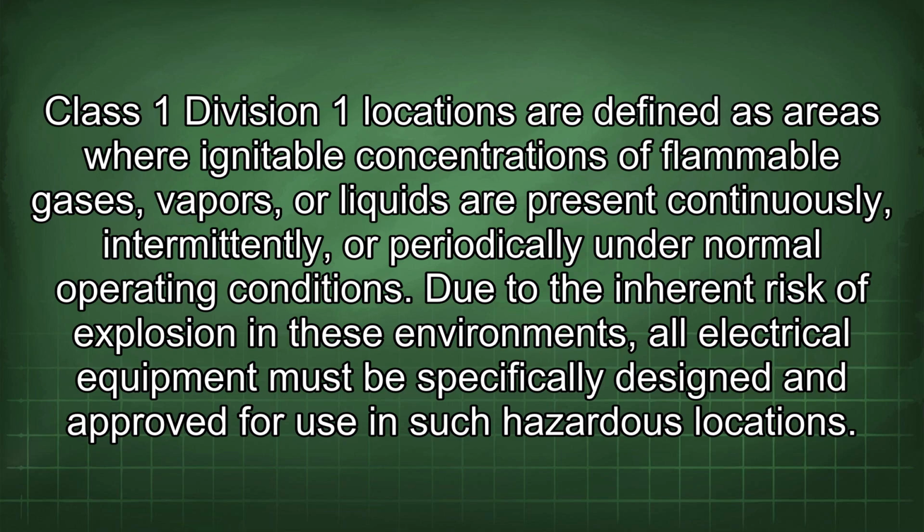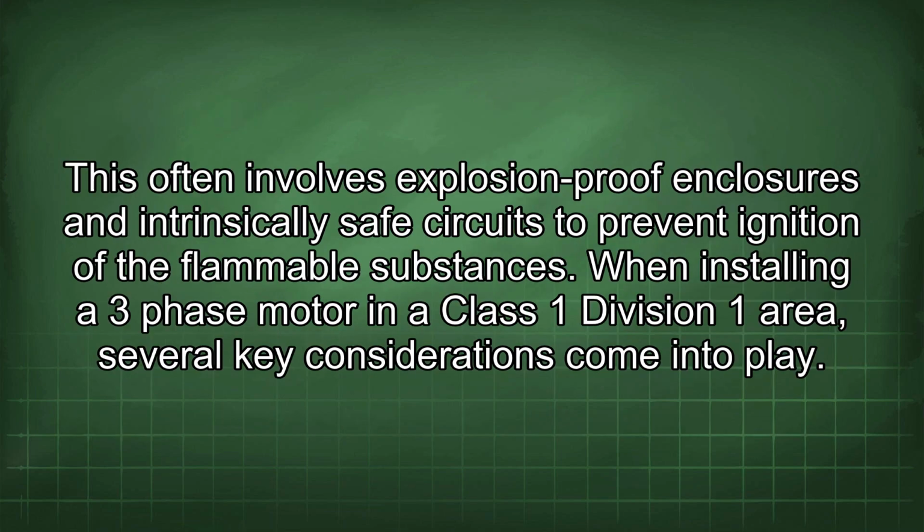Class 1 Division 1 locations are defined as areas where ignitable concentrations of flammable gases, vapors, or liquids are present continuously, intermittently, or periodically under normal operating conditions. Due to the inherent risk of explosion in these environments, all electrical equipment must be specifically designed and approved for use in such hazardous locations. This often involves explosion-proof enclosures and intrinsically safe circuits to prevent ignition of the flammable substances.